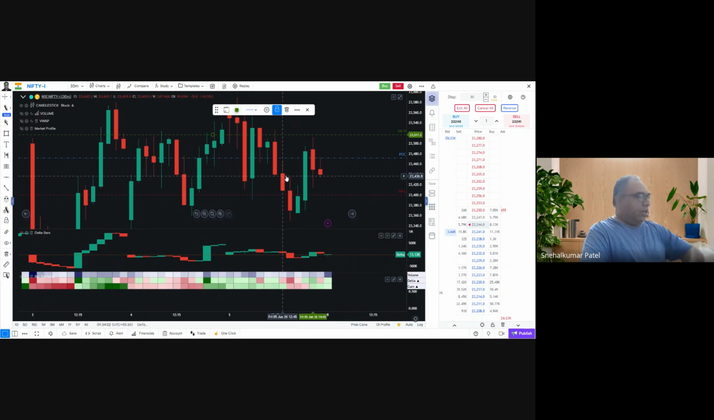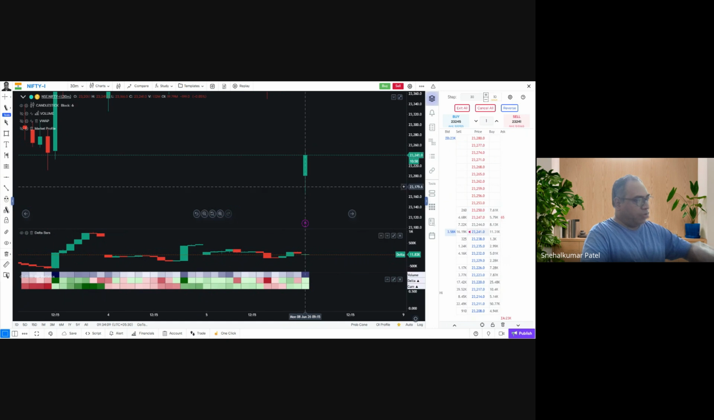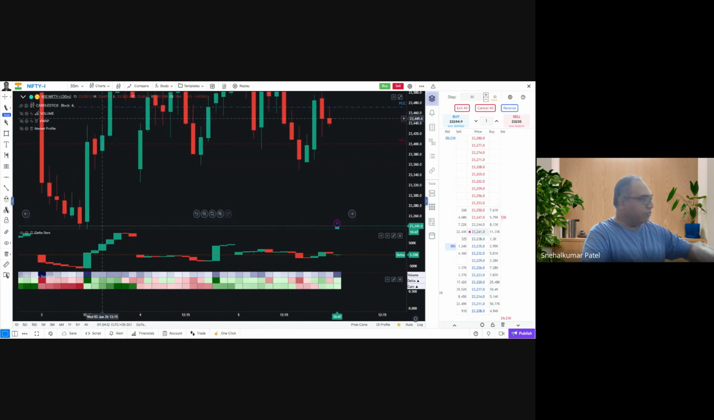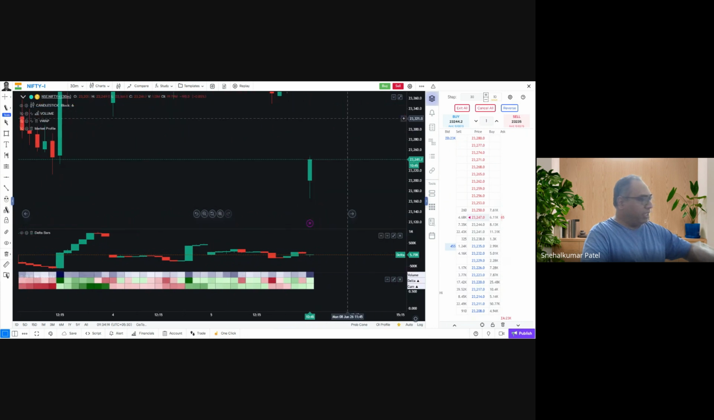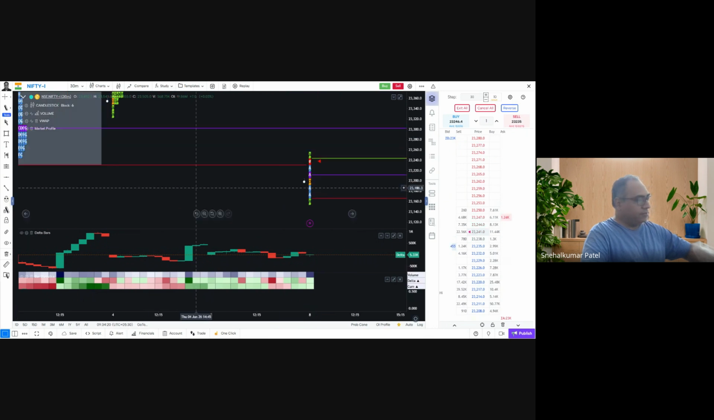Okay. So this is one level that we have marked. What we will do is we will continue marking these levels, because today market has opened gap down and it is trying to recover from there. So we have to identify what are key levels around the current price. So we will go back again to the market profile.